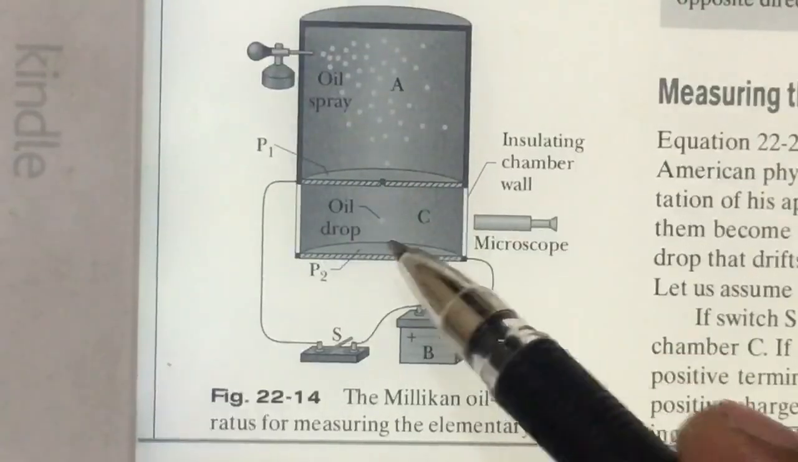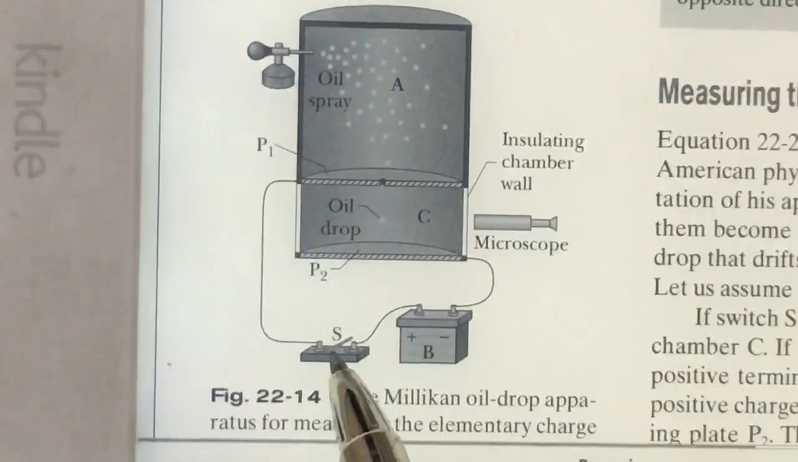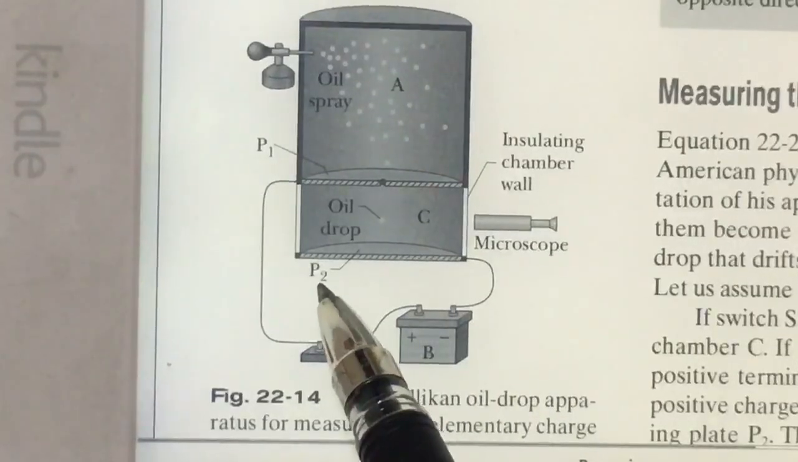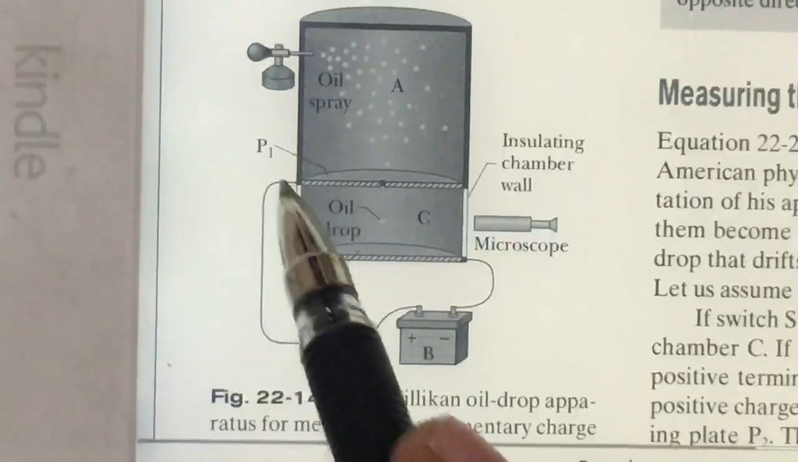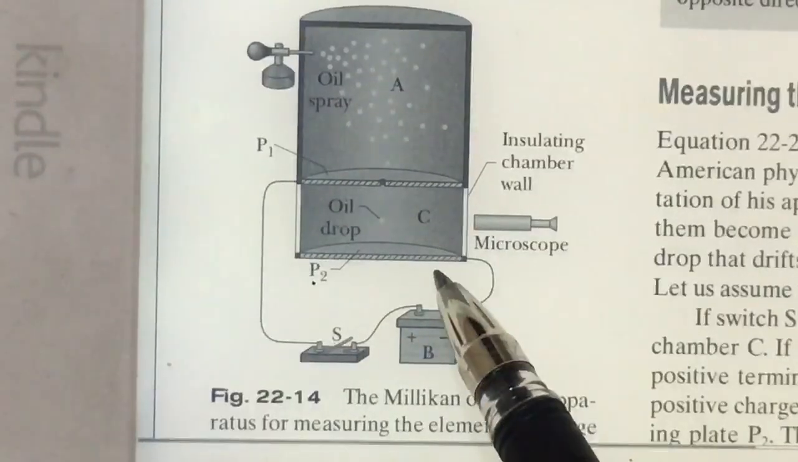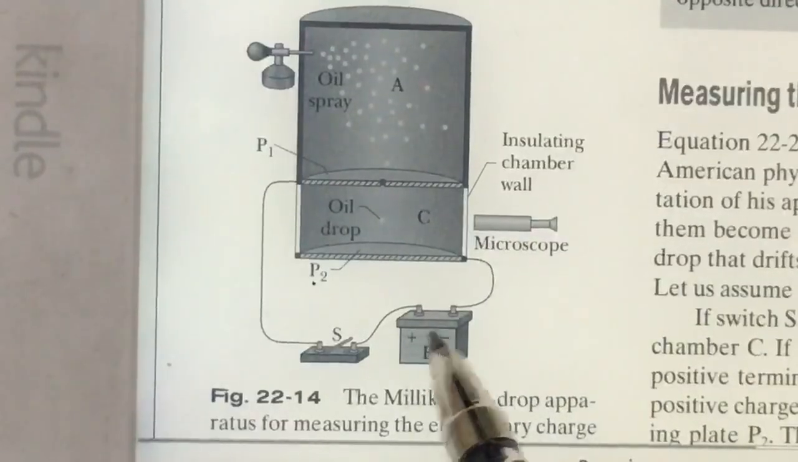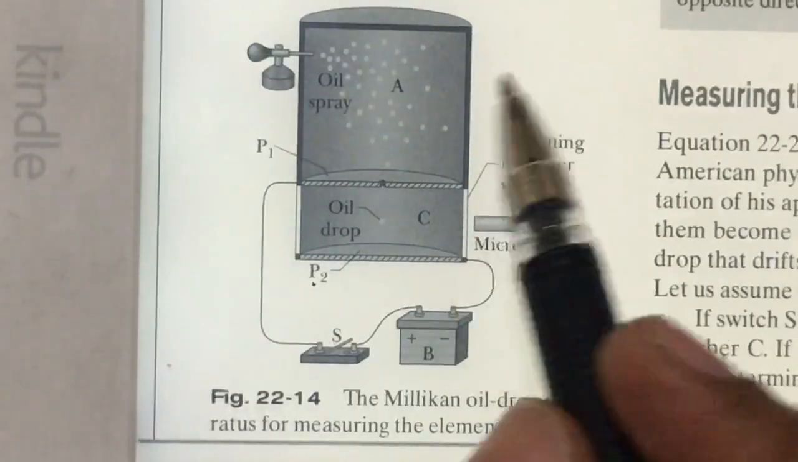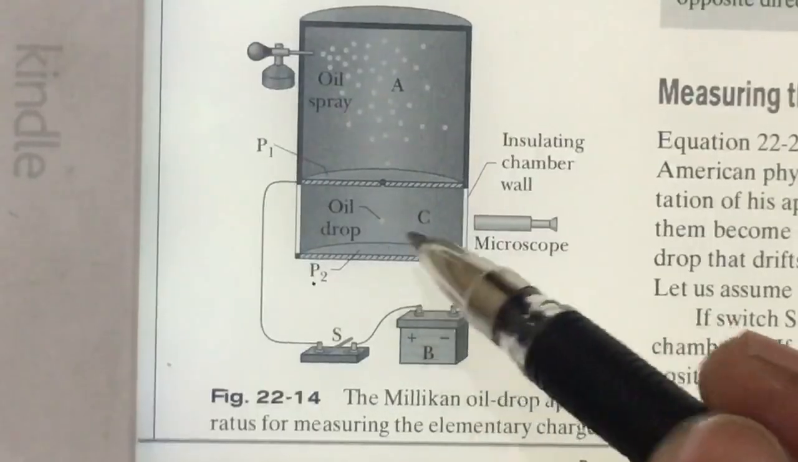chamber C. In this situation, chamber C was connected with the battery through this key K, and there are 2 walls. One wall is at point P2, the surface P2, and the other connection was with P1. P1 was positively charged and P2 negatively charged. If the battery is off, there is no electric field applied across these 2 walls, P1 and P2. So once there is no electric field, this charged oil droplet will not experience any electrostatic force.